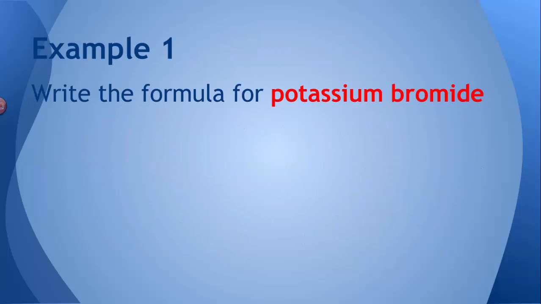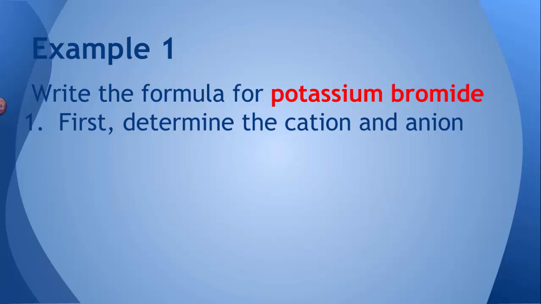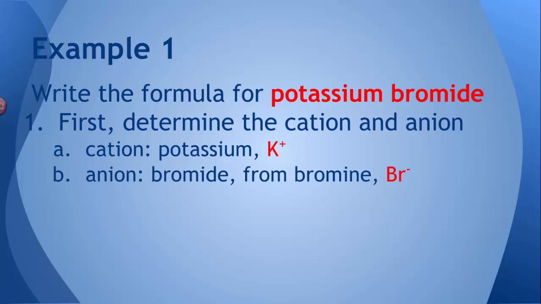So here's example 1. We're going to write the formula for potassium bromide. That's the compound's name, potassium bromide. The first thing you want to do is figure out which is the cation and which is the anion. Remember that the cation is written first, so the potassium is the cation. Cations are positive. Potassium has a symbol K. If you look at the periodic table, potassium has to lose one electron to become isoelectronic to a noble gas. So it loses one electron, which means it has a +1 charge.